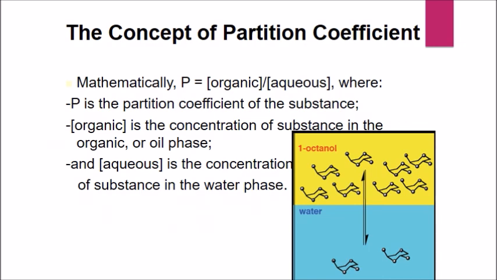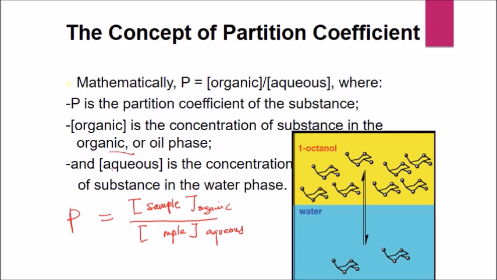Okay, so mathematically how do you calculate partition coefficient? So partition coefficient P is equal to the concentration of the sample in organic solvent divided by the concentration of the sample in aqueous phase. Okay, so P is the partition coefficient of the substance, and this is the concentration of the substance in the organic phase, and this is the concentration of the substance in the water phase. So how do you usually measure the concentration?